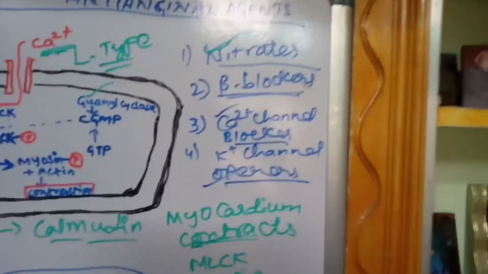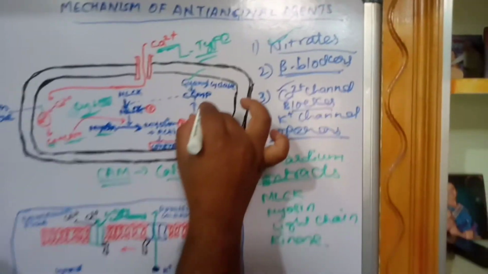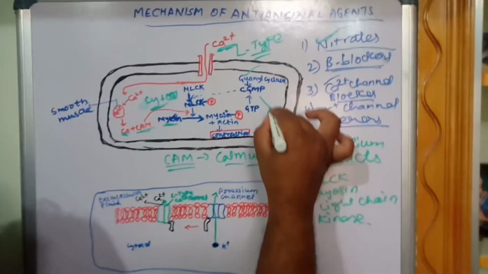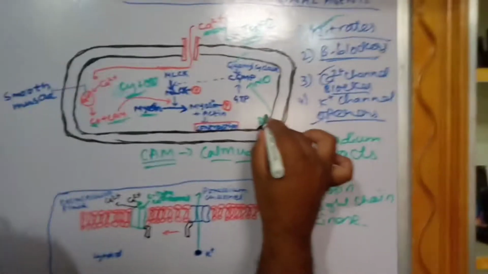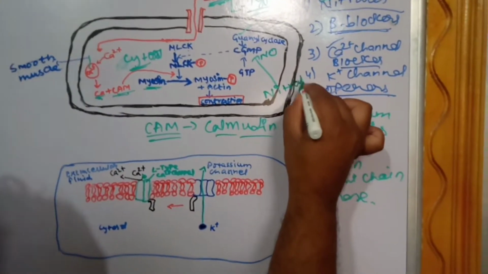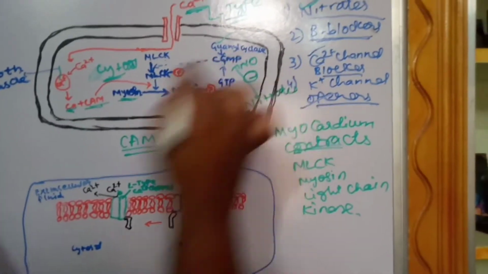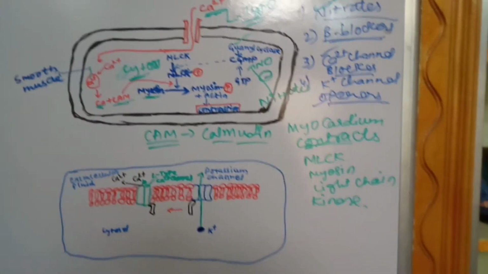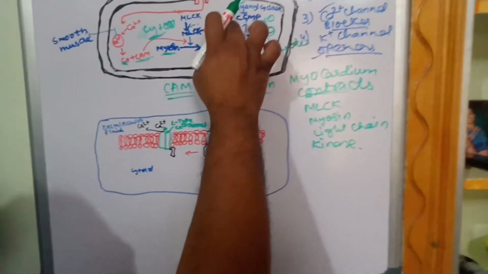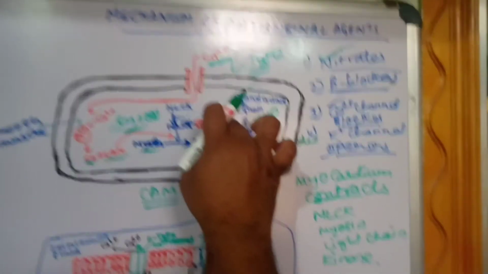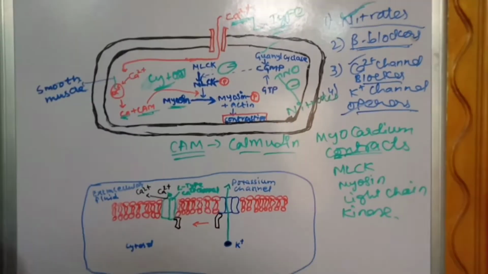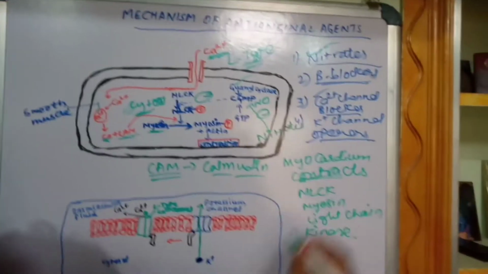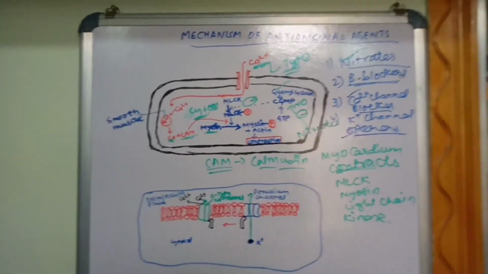Now where do these drugs act? Where do nitrates act? Nitrates generate nitric oxide. Nitric oxide inhibits the cyclic GMP or guanylate cyclase pathway. When it is inhibited, there is no phosphorylation, and no phosphorylation means no contraction. The smooth muscle gets relaxed.